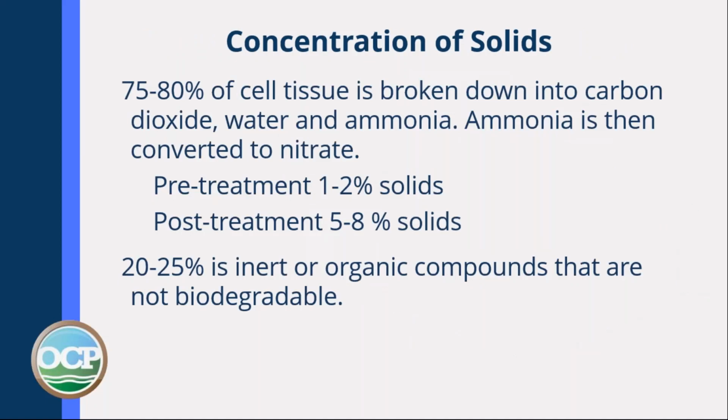Concentration of solids: 75 to 80% of the cell tissue is broken down into carbon dioxide, water, and ammonia. Ammonia is then converted to nitrate. Pre-treatment, your sludge is 1 to 2% solids. Post-treatment, your sludge is about 5 to 8% solids. The 25% that is not broken down is inert or organic compounds that are not biodegradable.